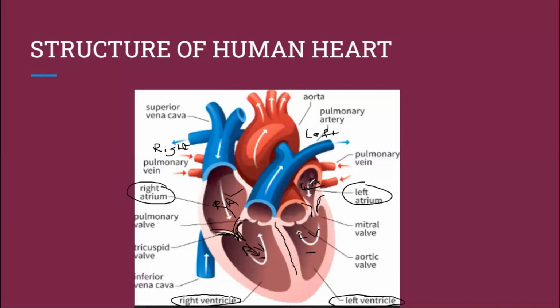Similarly, when the blood comes from the left atrium, the door will open, the blood will come into the left ventricle, and the door will close. So what is the function of these valves? They will prevent the backflow of the blood. The blood will not flow in the reverse direction.